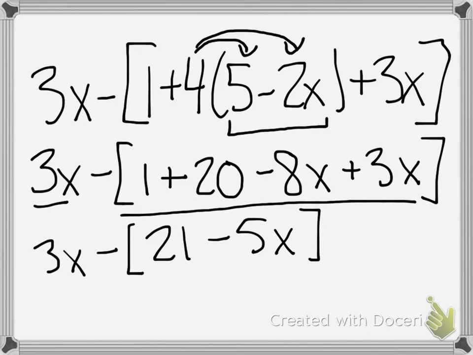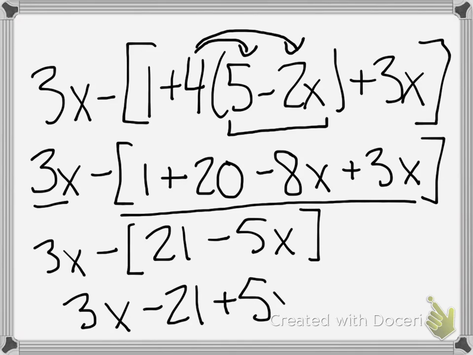Now when I have a polynomial and I'm subtracting another one, I need to remember to distribute my negative. I have 3x minus 21 plus 5x. Because negative 1 times negative 5x is positive 5x. Now if I clump my like terms, I have 3x plus 5x, that's 8x minus 21. Just remember, you always start at the inside and work your way out.